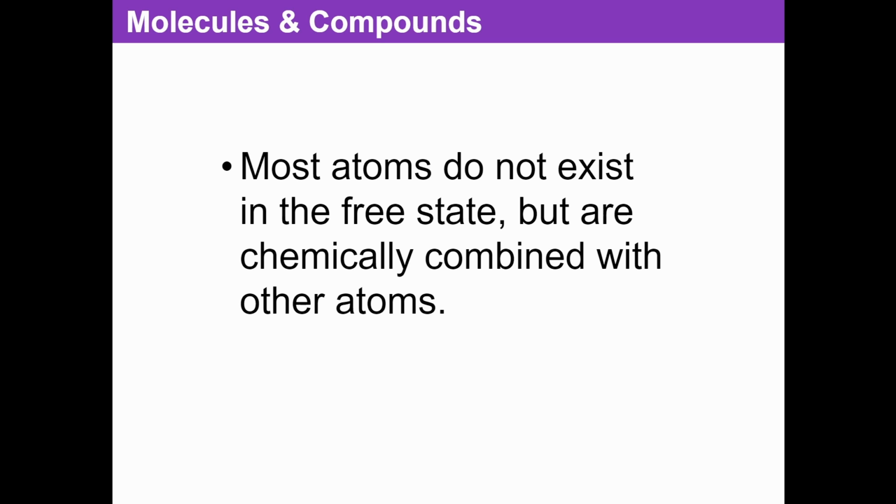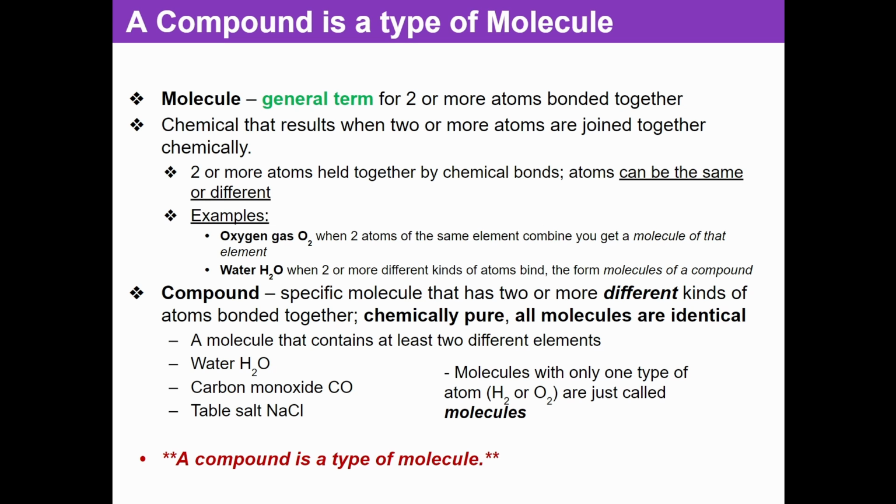We form molecules and compounds, because most atoms do not exist in the free state. They're actually chemically combined with other atoms. And a compound is actually a type of molecule. A molecule is just a general term for 2 or more atoms bonded together. You can have something like oxygen gas, which is 2 oxygen atoms bonded together. Or water, which is 2 hydrogen to 1 oxygen bonded together. If you use the term compound, you're being a little bit more specific. It's a type of molecule that has 2 or more different kinds of atoms bonded together.